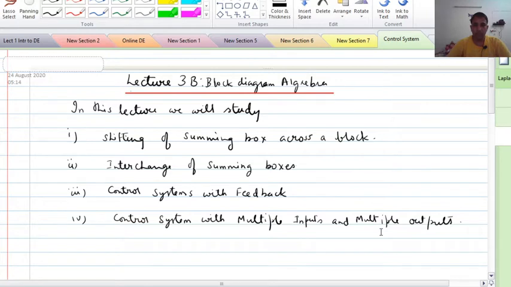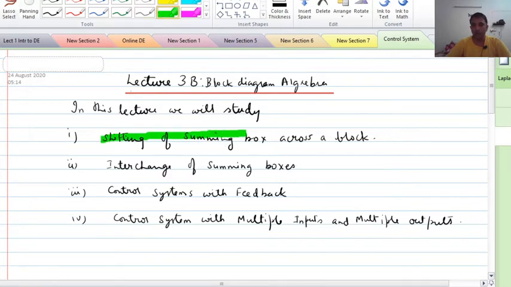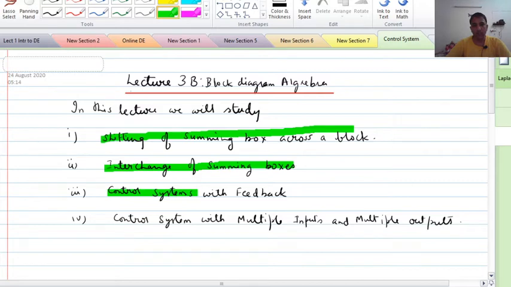Hello, good morning friends. So in this lecture we will continue our previous topic, that is block diagram algebra, and we will study these topics: shifting of a summing box across a block, interchange of summing boxes, control system with feedback, and control systems with multiple inputs and multiple outputs.